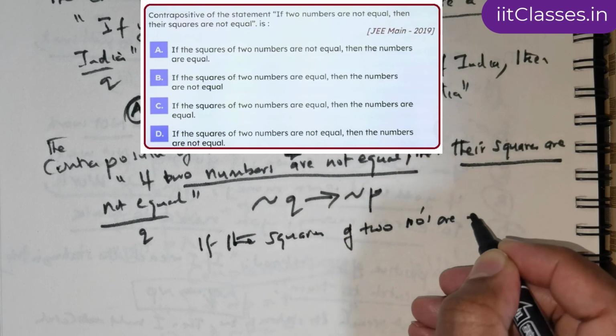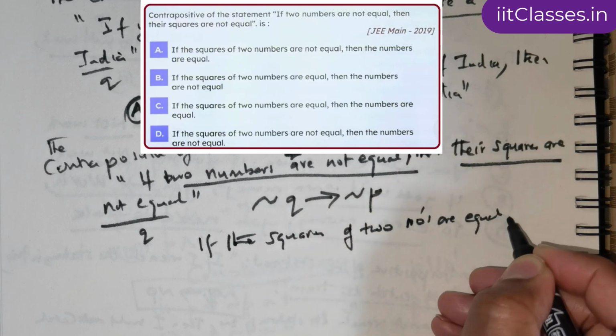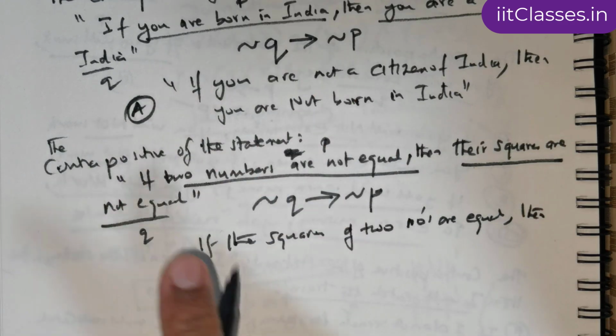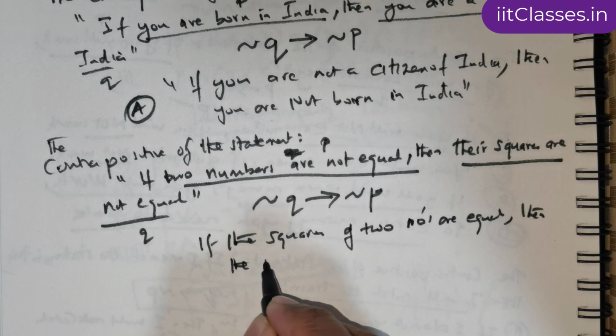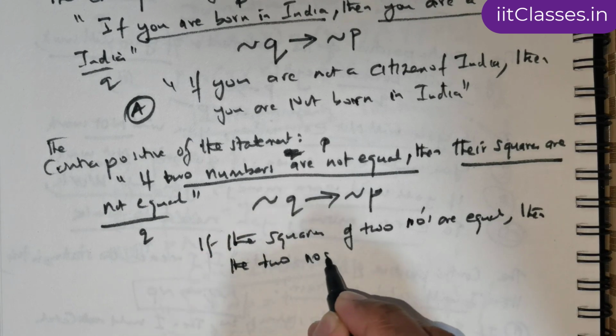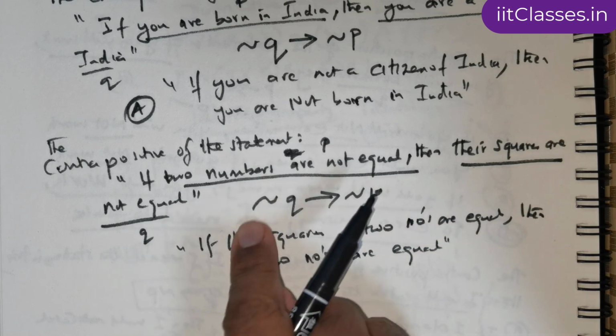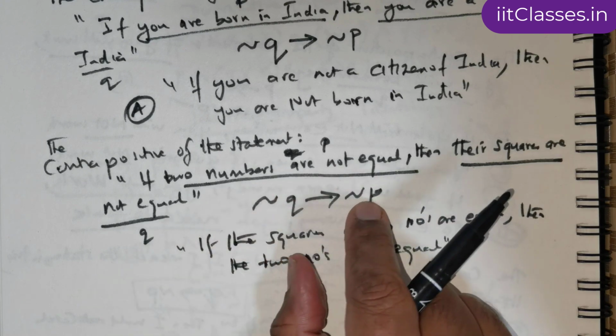Two numbers are equal. So if the squares are equal, then the two numbers are equal. So that does not have to be removed. Then the two numbers are equal. So this is the outcome for negation of Q conditional negation of P.